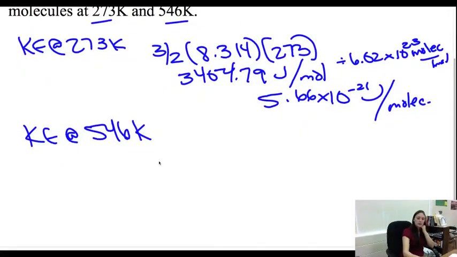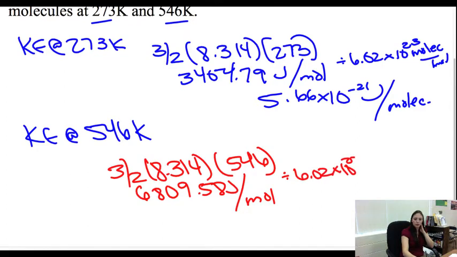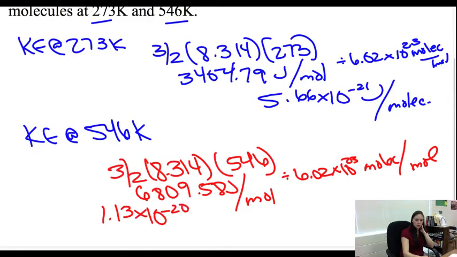Same thing will go for the next one. We've got 3/2 times 8.314 times my temperature, which is 546. I get my answer of 6,809.58 joules per mole. To get it per molecule, you divide by 6.02 times 10 to the 23rd, because that's how many molecules are in 1 mole. If you don't like dividing, again, you can set up a ratio, but my answer is going to be 1.13 times 10 to the negative 20th joules per molecule.